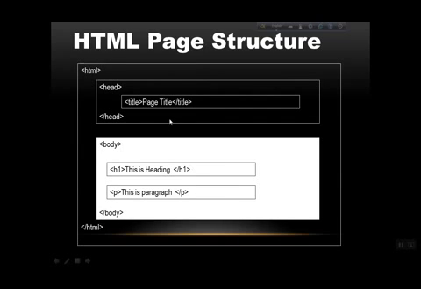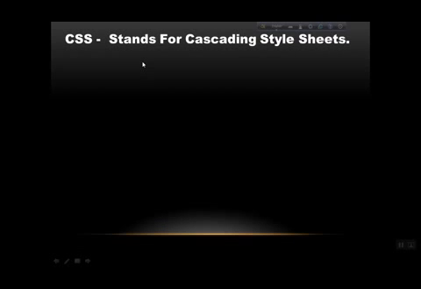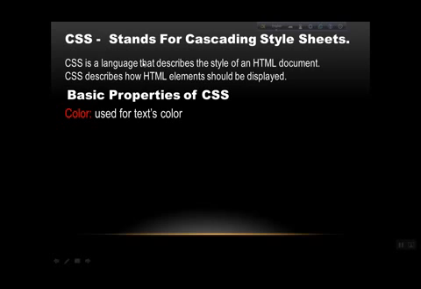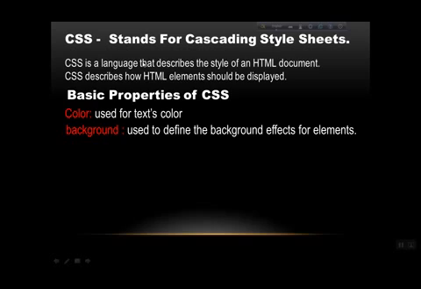To design an HTML page, we also need something called CSS. CSS stands for Cascading Style Sheets. CSS is a language that describes the style of an HTML document. CSS describes how HTML elements should be displayed. Basic properties of CSS. Color is for text color. To define the various colors of the text in the web page, we use the color property. Background is basically used to set the background. Suppose you want to display a background image, then use the background-image property. Suppose you want to display a background color, then use background-color, background-repeat, background-position, etc. These are used for background properties.